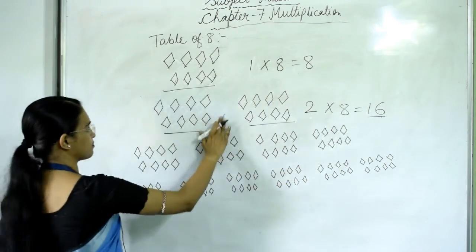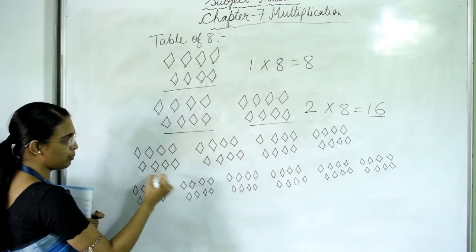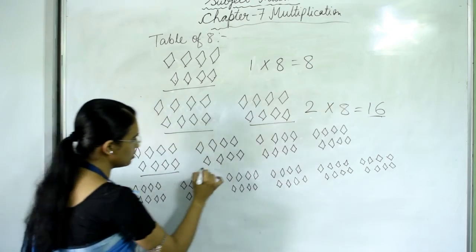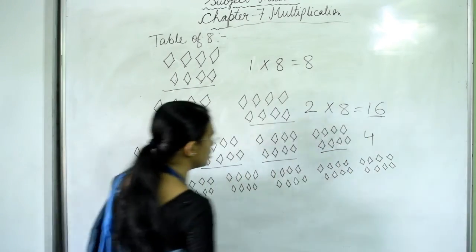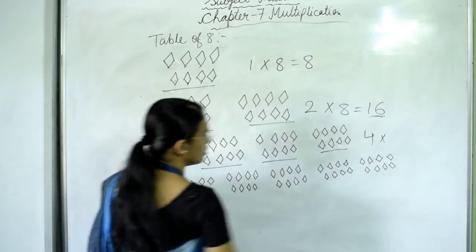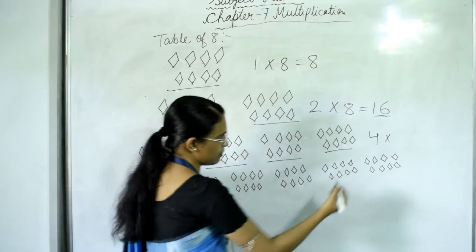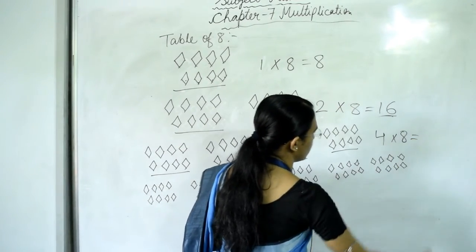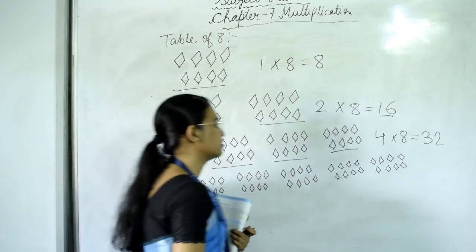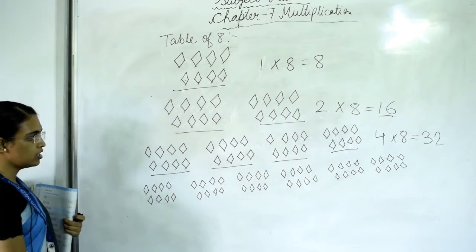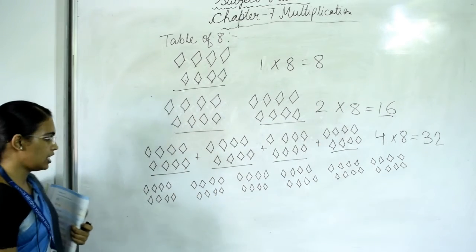Okay, now in the next question how many groups of diamonds do we have? 1 2, 3, 4. So for that we have written 4 and we are doing multiplication. So put the multiplication sign and in each group how many diamonds? 8 diamonds. So write here 8. So 4 8s are 32. Okay, so when you add all these diamonds you will get the same answer.